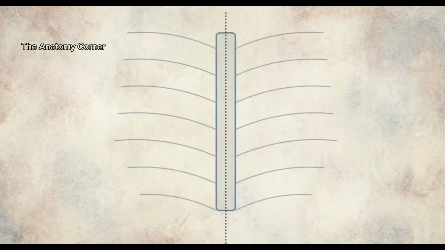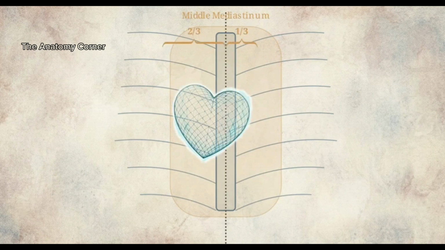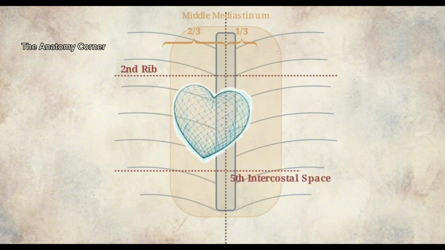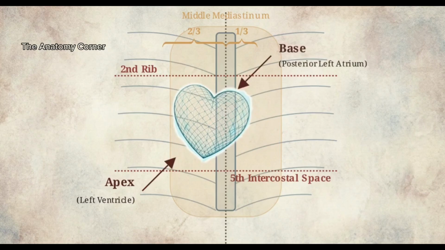Mapping the heart's exact coordinates. Anchored in the middle mediastinum, it lies obliquely, two-thirds left of midline, spanning the second rib to the fifth intercostal space. The left ventricle forms the downward apex. The posterior left atrium forms the base.